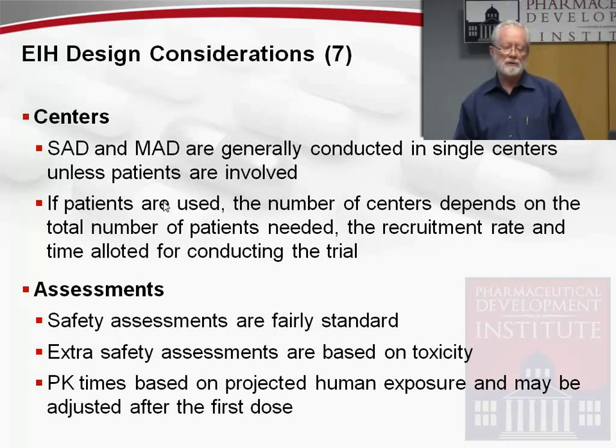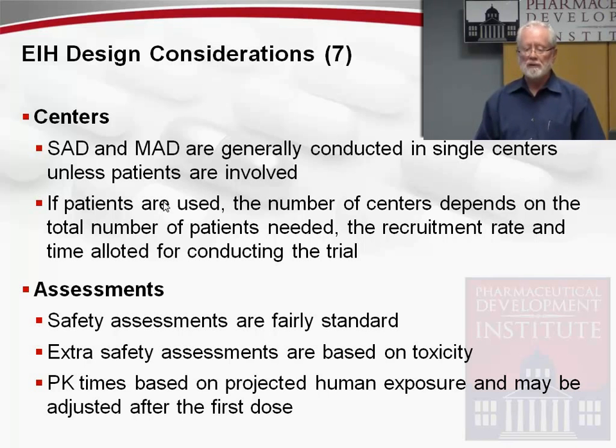The centers, which is where the trials are conducted, are generally single centers unless patients are involved. And if patients are involved, it depends on the recruitment rate, how many patients you need, and how long you want to take to do the trial. Assessments are, of course, what you measure in a trial. The safety assessments are pretty standard: hematology, urine analysis, serum chemistry, ECGs, all that stuff, vital signs, physical examinations, and so on.